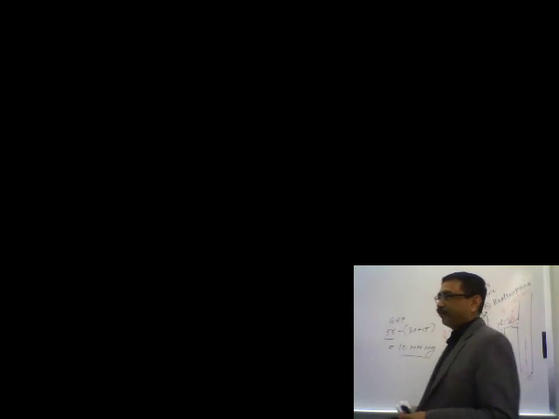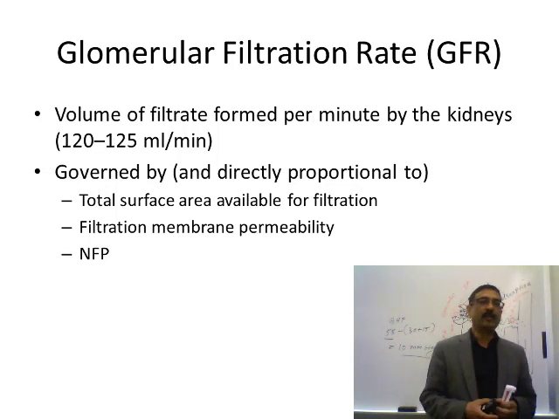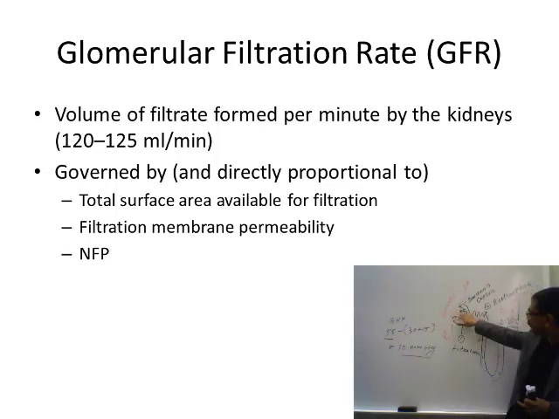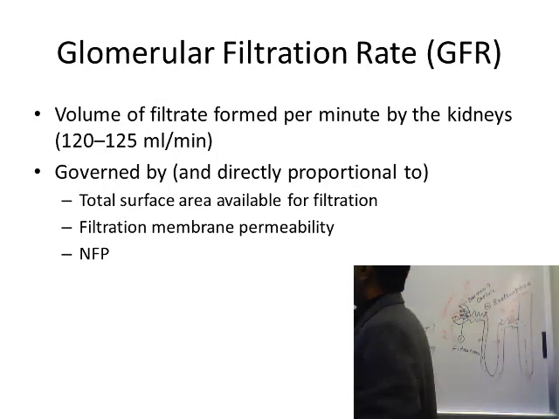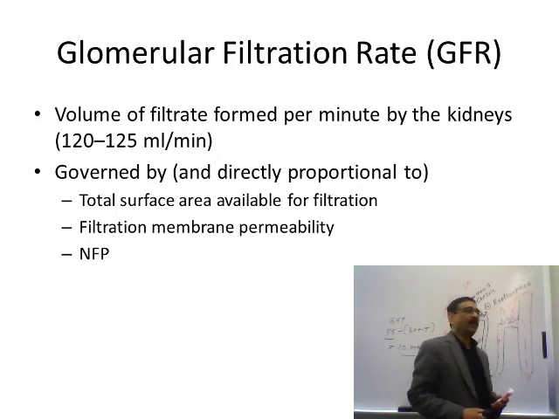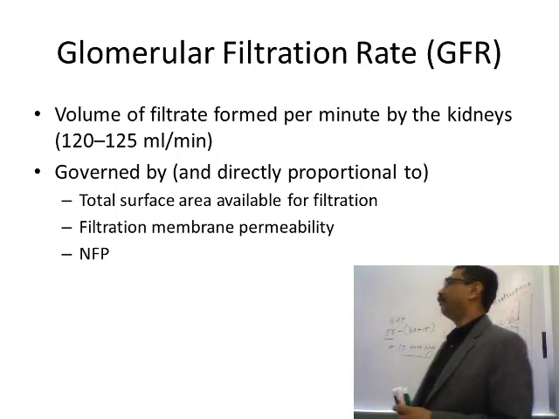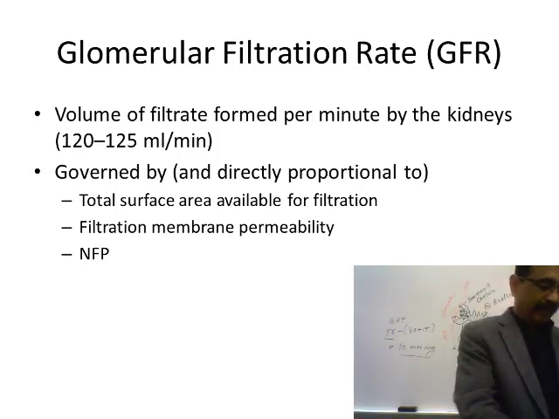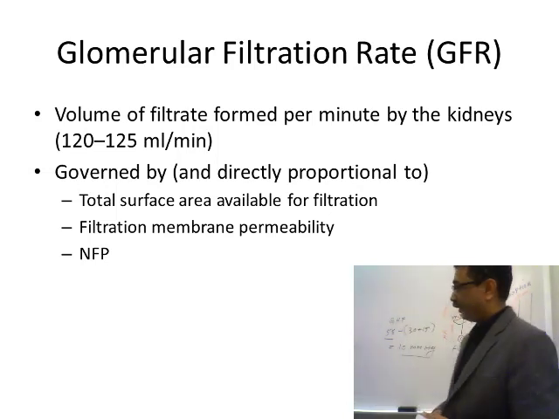Now, how much filtration occurs in each minute by two kidneys together? That is the glomerular filtration rate. How much filtration occurs in 1 minute in two kidneys together, and that volume is 120 to 125 milliliter per minute. So in 1 minute, two kidneys cause this amount of filtration.